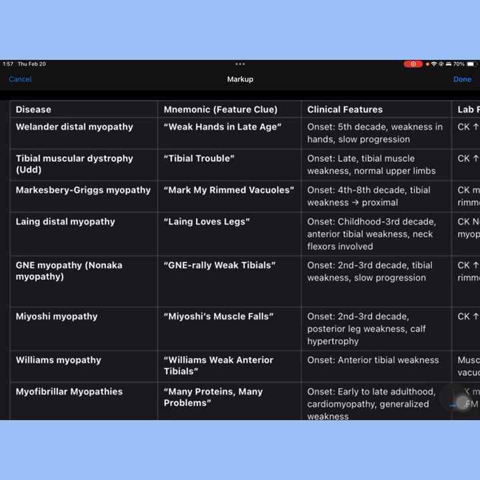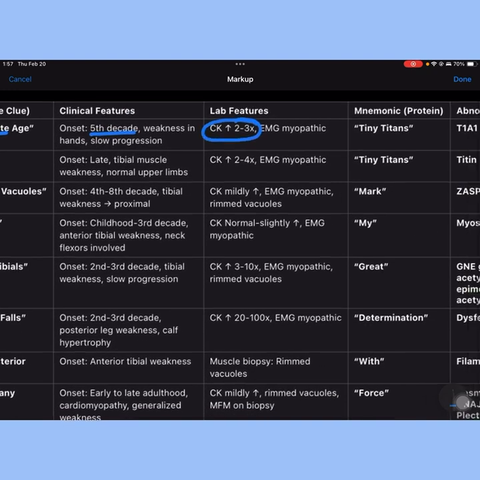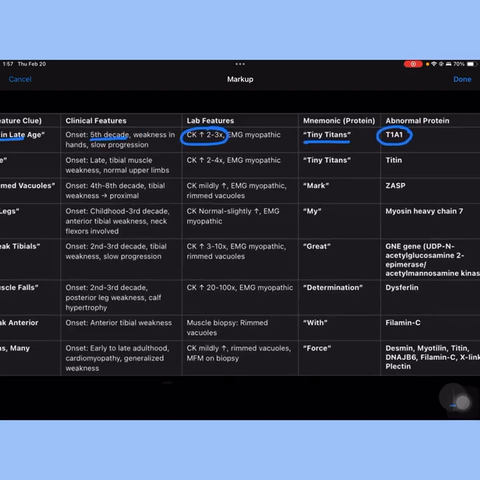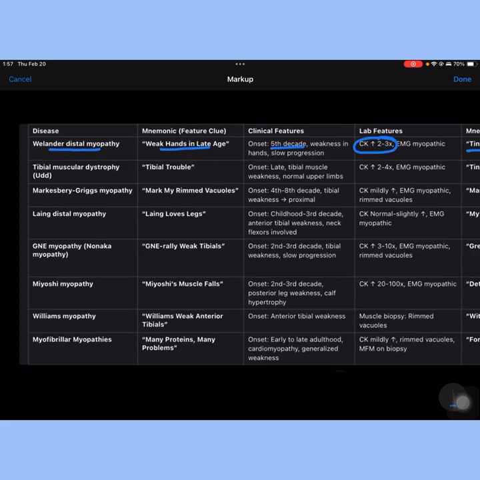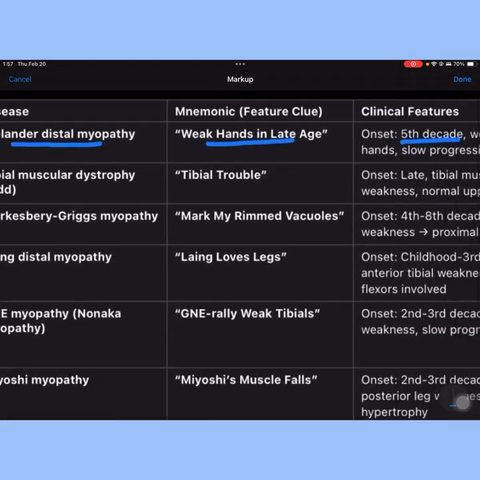First one is Welander distal myopathy, the mnemonic for which is weak hands in late age. Starts in fifth decade, weakness in hands, slow progression. There is an increase in CK, 2 to 3-fold. And the mnemonic for the abnormal protein is TIA1, tiny Titin. TIA1 protein gene mutation, Welander distal myopathy. Onset is in the fifth decade.